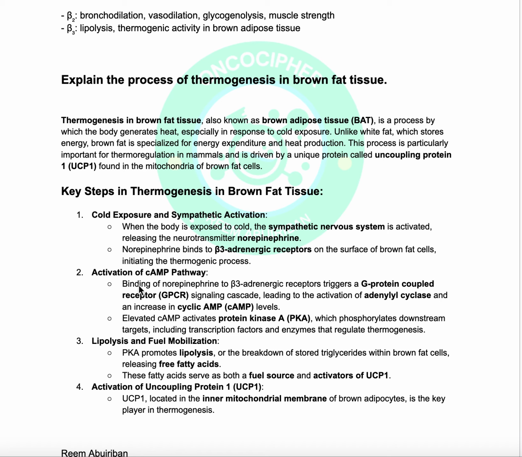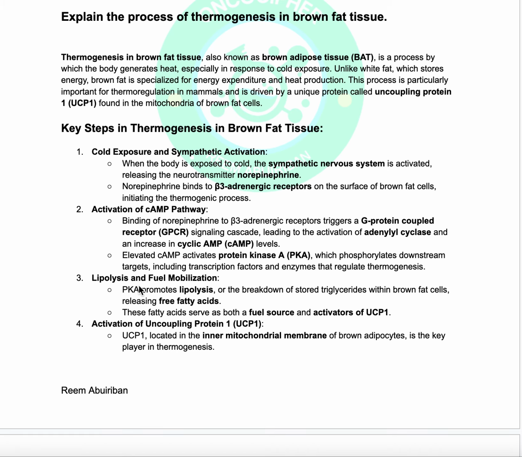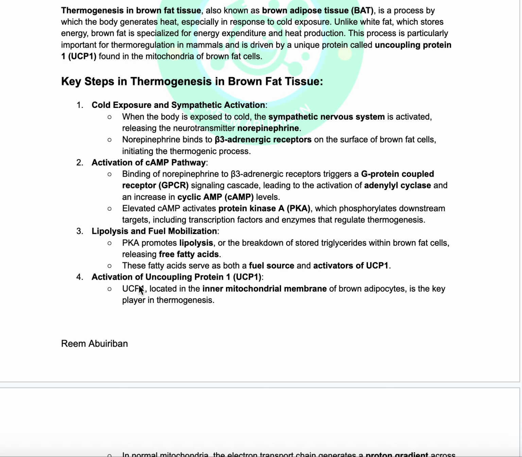And all the processes are driven by uncoupling protein 1, which is found in the mitochondria present in brown fat tissue. Okay, so the key steps in thermogenesis in brown fat tissue. What happens? The first one is called cold exposure and sympathetic activation.